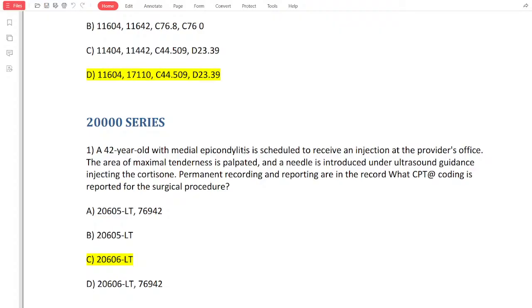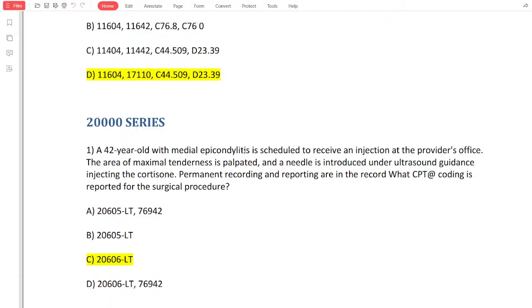A 42-year-old with medial epicondylitis is scheduled to receive an injection at the provider's office. The area of maximal tenderness is palpated and a needle is introduced under ultrasonic guidance, injecting the cortisone. Permanent recording and reporting are in record. What CPT code is reported for the surgical procedure?